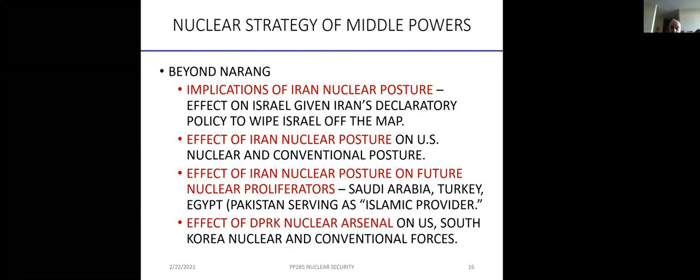The Saudis are a Muslim state. Turkey is becoming a Muslim state. Egypt is a Muslim state. It's not clear that Pakistan sees it in its own interests to provide nuclear weapons to these other Islamic states. But if you think about it, these are three ways to think about the impact of the Iranian nuclear posture. One is the effect on Israel, possibly leading to confrontation, conventional war, or even nuclear war with Israel. Confrontation with the United States, leading to conventional or possible nuclear war. And confrontation with others in the region that triggers further proliferation.